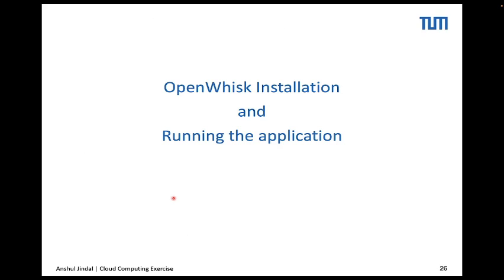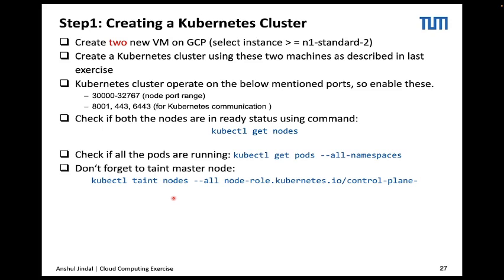Now the last part is the installation and running of the application, how you can install OpenWhisk and how you can deploy the application consisting of all these functions on OpenWhisk. For OpenWhisk, the first step is to have the Kubernetes cluster, which you did in the last exercise. But do check that you may require 2 virtual machines. If you have created only 2 virtual CPUs, it might not be feasible for OpenWhisk to run on that, so you might want to join another virtual machine to that Kubernetes cluster.